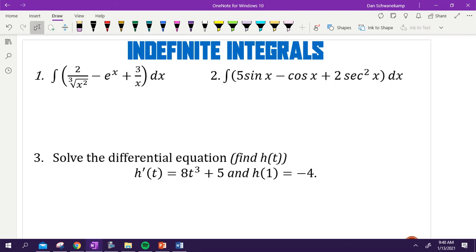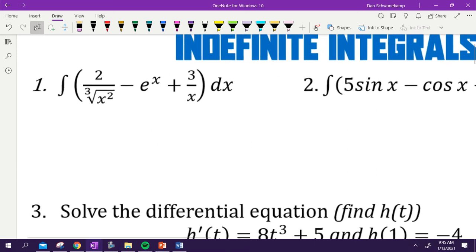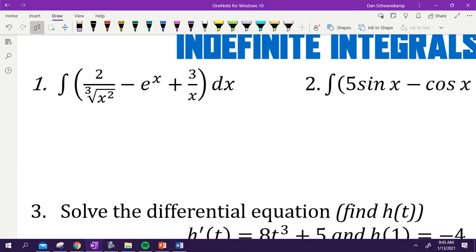Okay, so the first one we're working on here is indefinite integrals. So find the place on your paper that talks about indefinite integrals. There are 3 problems right there. Talk with your neighbor. Figure them out. Go. We are doing indefinite integrals, which is just a fancy way of saying find the antiderivative.